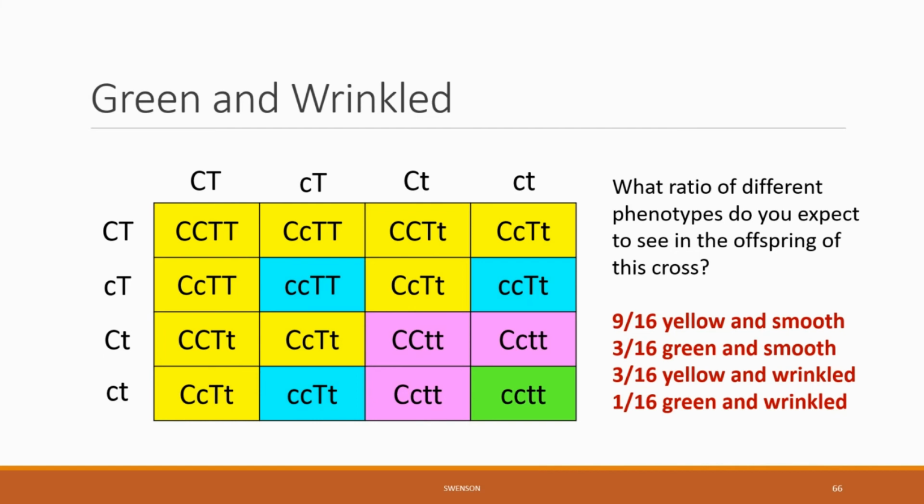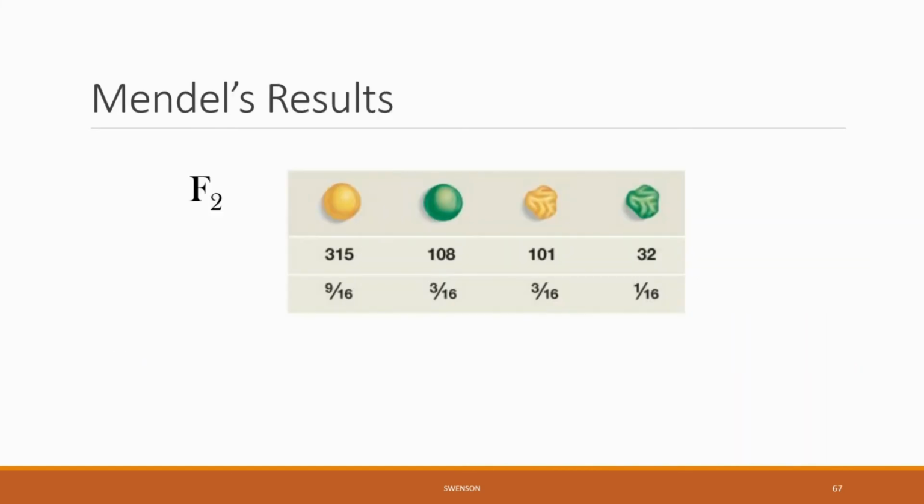Might take a couple of times of reviewing that process before you get the hang of it. But once you get the hang of it, trust me, it gets a lot simpler after you practice a couple of times. So this is how we've arrived at this combination for the F2 generation. And you will need to be able to do this all on your own if given the genotypes of the parents.